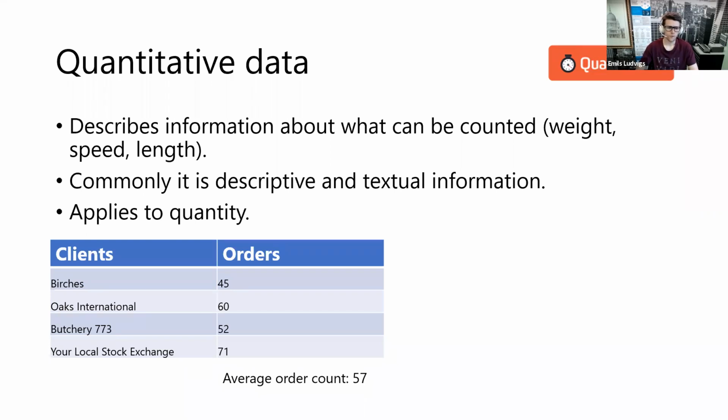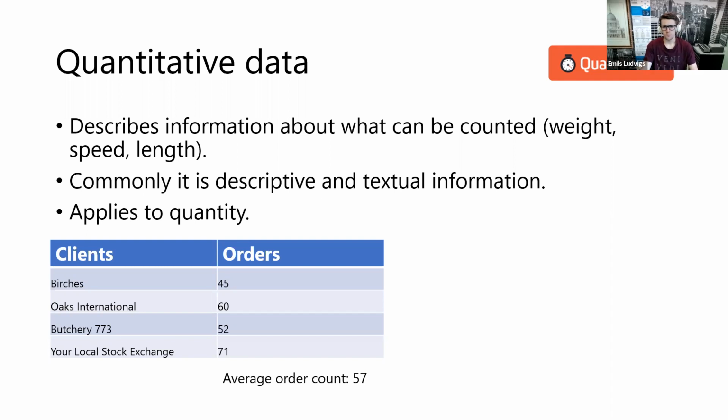Here is a brief example to understand what quantitative data is. I have a small table with 4 clients and how many orders they have made, and we can count all these numbers. Under it, I have made an average: you count them all together, sum it, and divide by the count, and you get the average. So you understand that the average order of these clients is X amount. This is the thing we can do with the data.